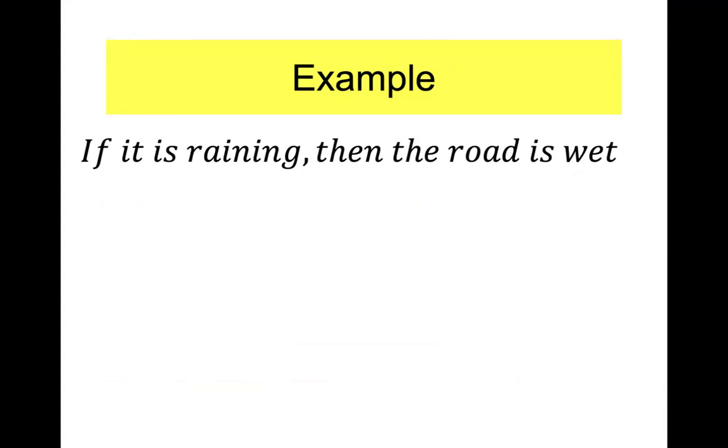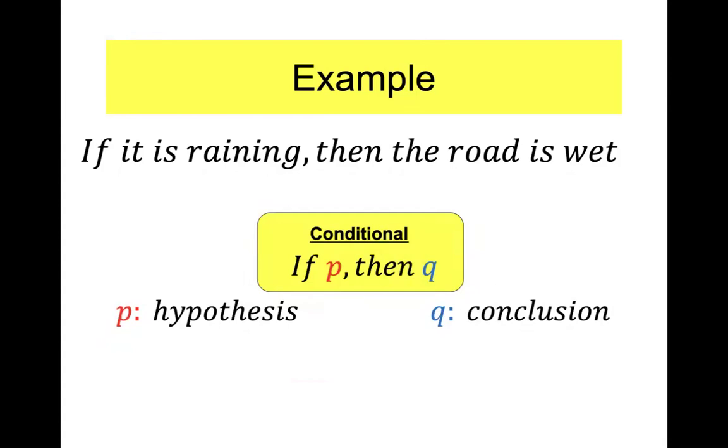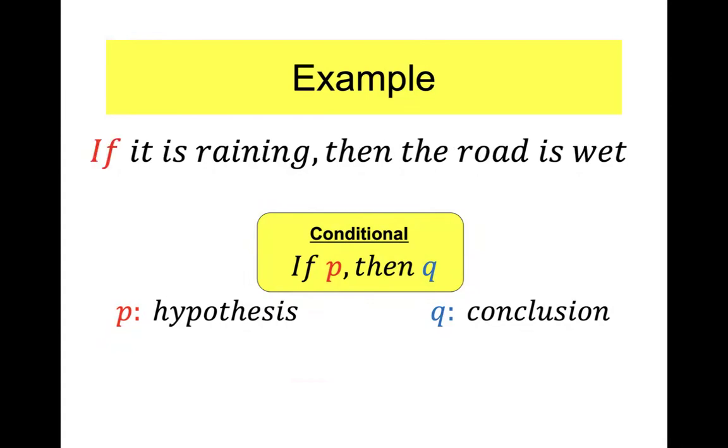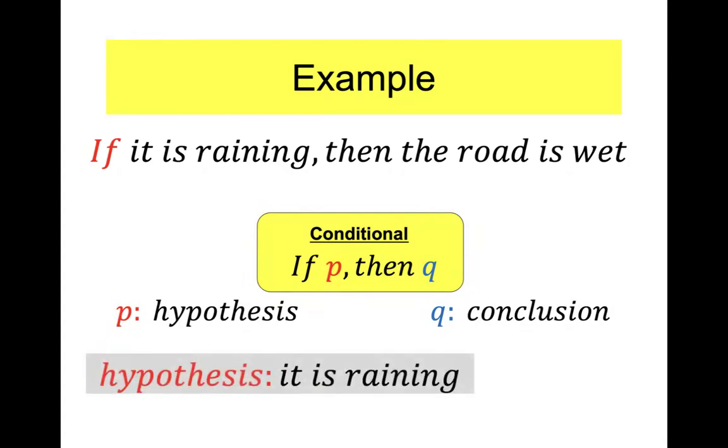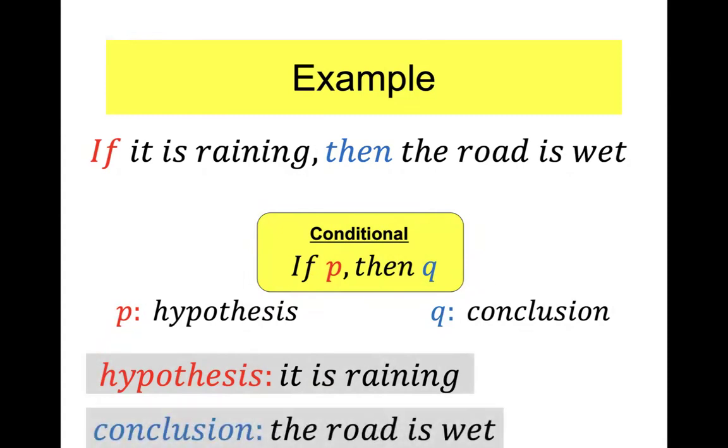If it's raining, then the road is wet. So clearly, this is an if-then statement because it starts with if. There's a comma. The comma is not critical, but typically they will have a comma. And then there's the word then. All right, so let's see. What's the hypothesis? The hypothesis is the P portion, and that's what happens after the word if. So the hypothesis in this case is it is raining. The conclusion is what happens after the word then. And what happens after then is the road is wet. So the conclusion is the road is wet. And it's literally that simple.